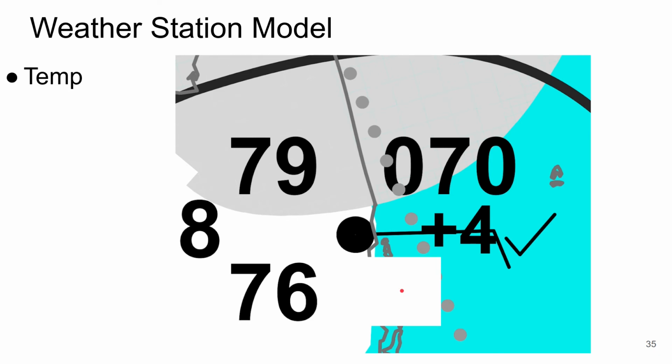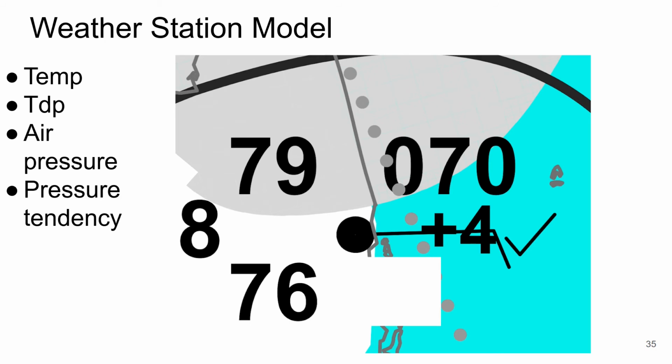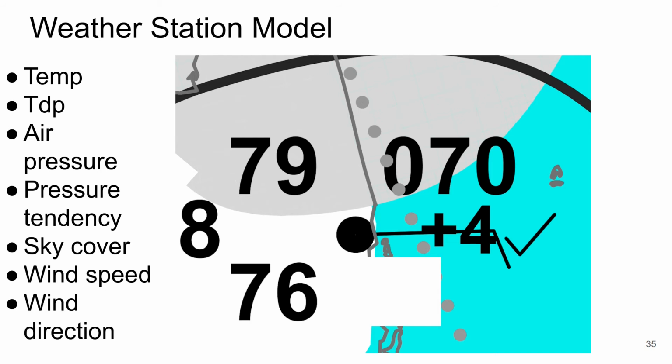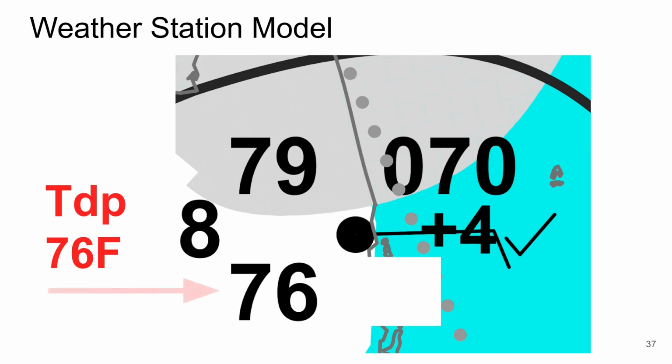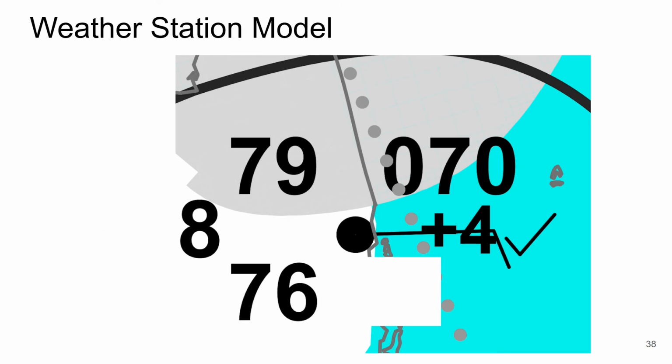So the temp should be easy. Dew point temperature should be easy. Air pressure a little tougher. Pressure tendency, sky cover, wind speed, wind direction. At this point, you should be able to answer all of these questions, at least if I gave you the appropriate materials to decode them. So the temperature, let's start there. 79 degrees, that's pretty easy. Dew point temperature, that's 76 Fahrenheit, that's also pretty easy.